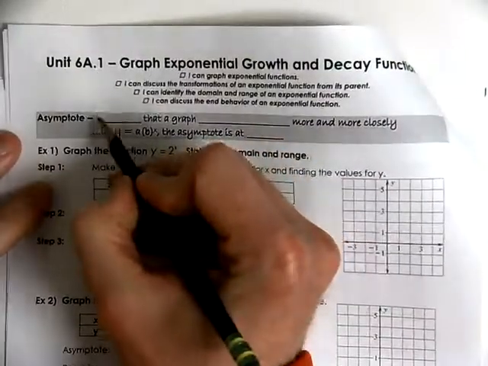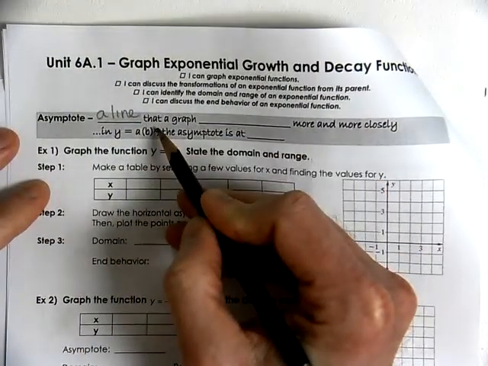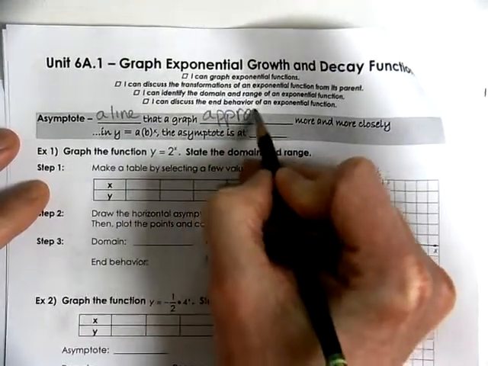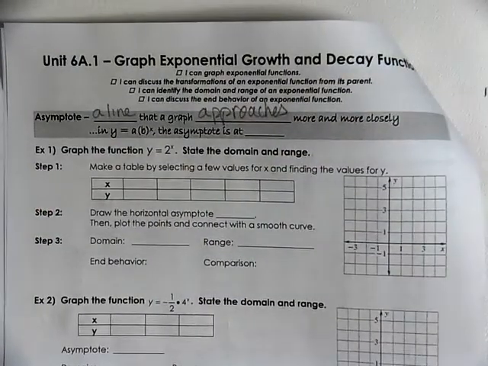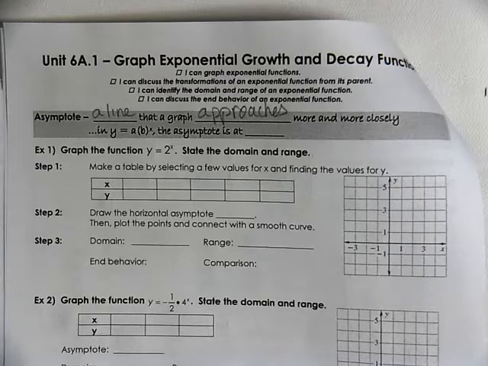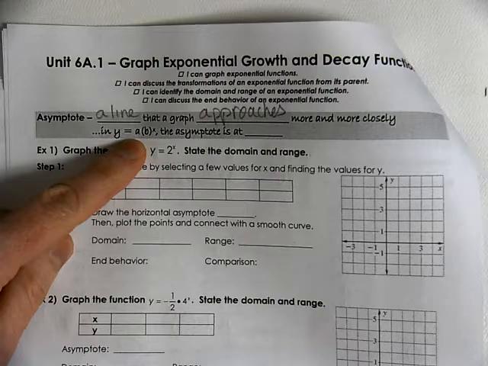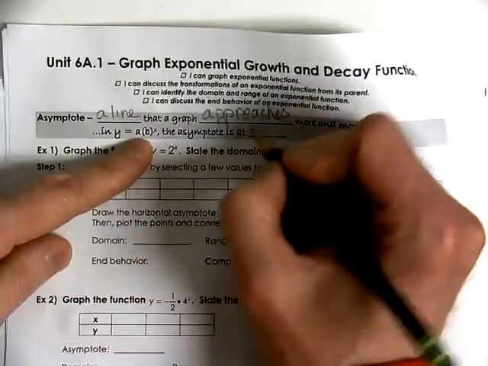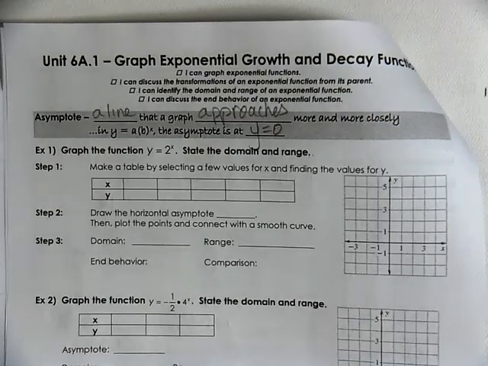An asymptote is a line that a graph approaches. And it gets closer and closer to that line. That's called the asymptote, but it never touches it. In an equation written in the a, b to the x format, that's either growth or decay. We don't know the value of b, but the asymptote is still going to be the x-axis, called y equals 0.